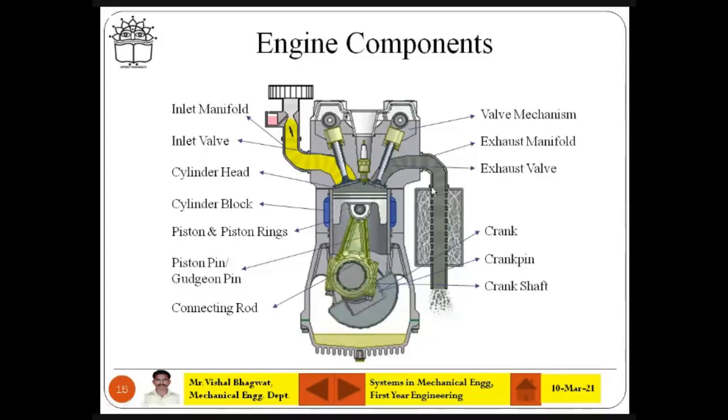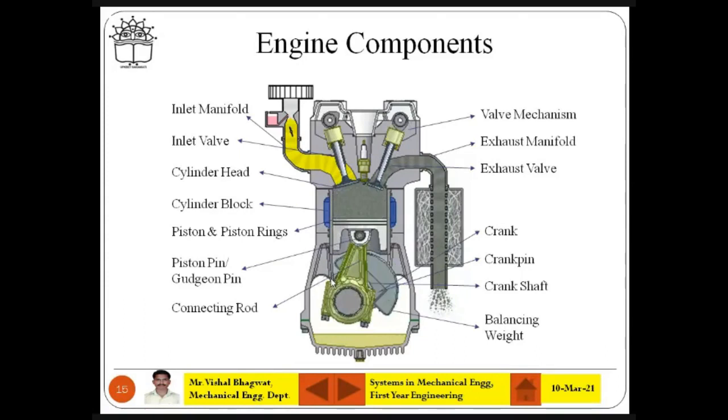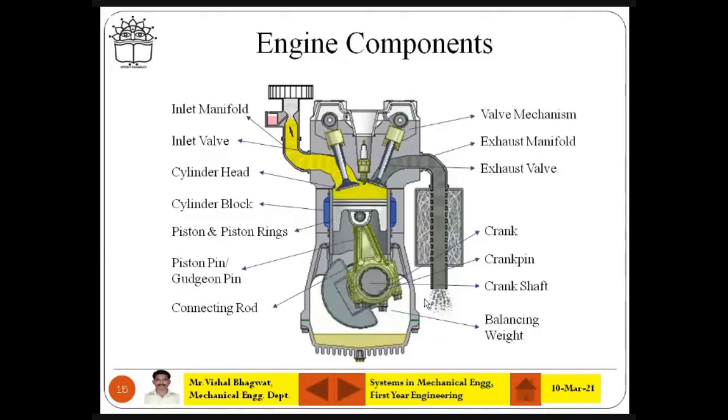This is the mechanism. अभी ये नीचे जो है और एक चीज जो आपको दिख रही है, semicircular one, that is a balancing weight. Why you require balancing weight, or sometimes it is called a flywheel. Flywheel. You know the function of flywheel.